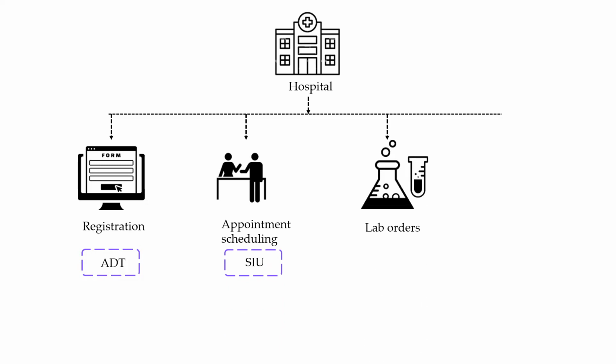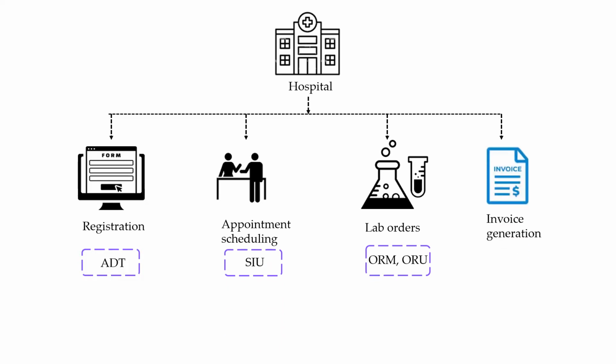And then next you have lab orders. Lab orders is represented as ORM, ORU. ORM stands for order message and observation request message, and ORU stands for observation response unsolicited. So we have ORM message for order, ORU message for results. Then finally you have invoice generation, and this is done through DFT messages. DFT stands for detailed financial transaction.